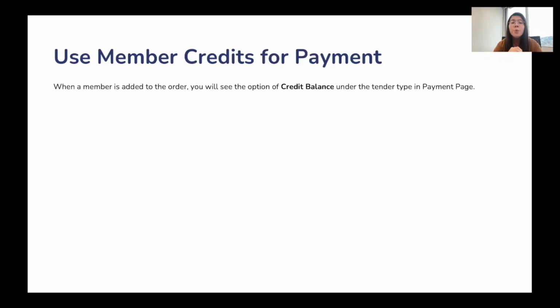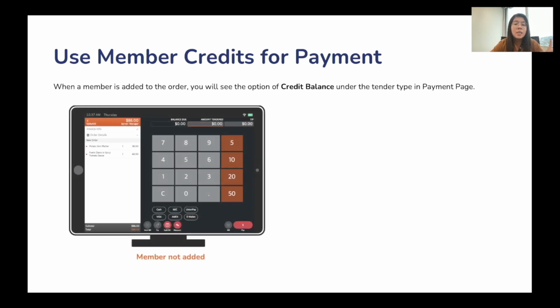Okay, so now you have helped your customer to top up the credit. And next, what if they would like to apply credit for payment? What can you do from your end? For an order without adding member into the order, what happened is in the payment page, you will not see the credit balance as standard type.